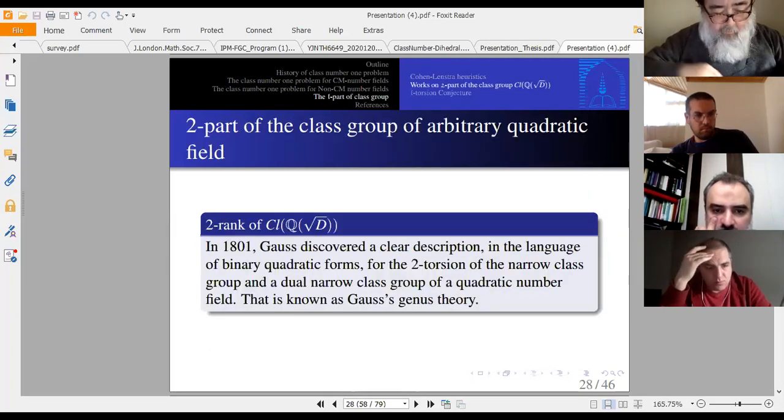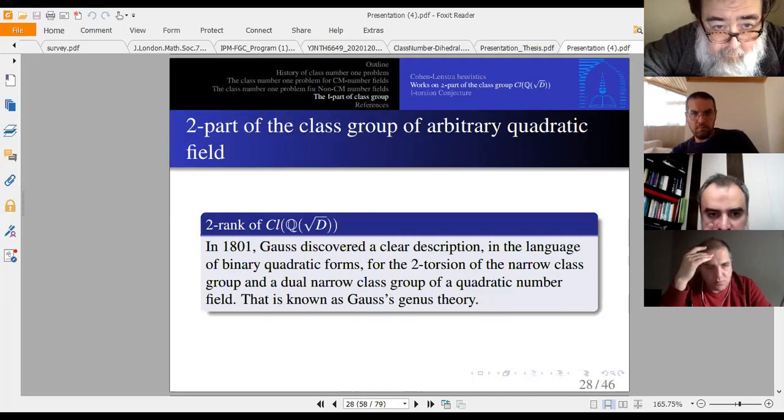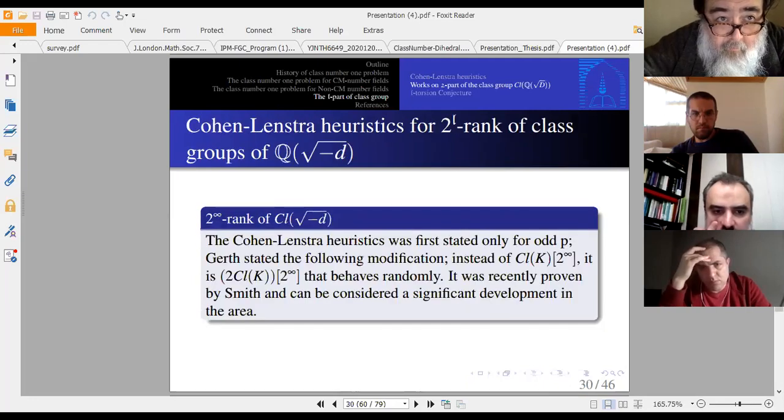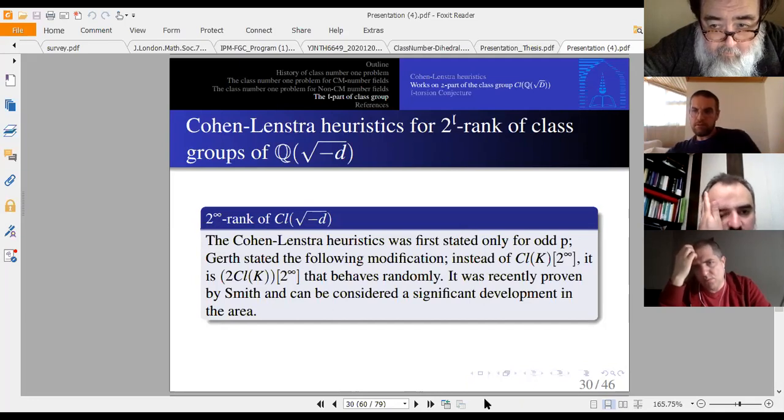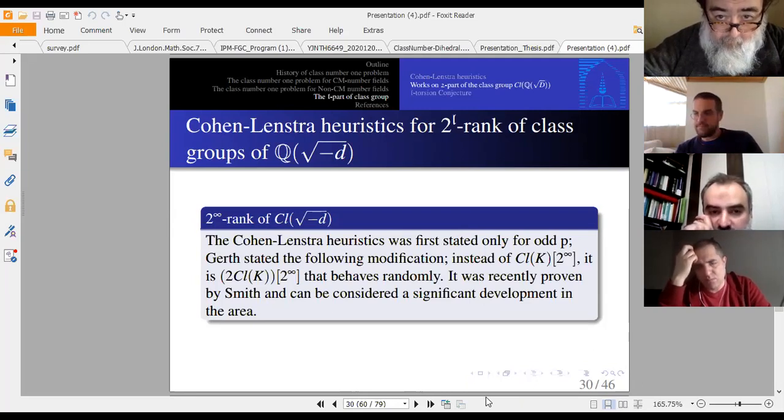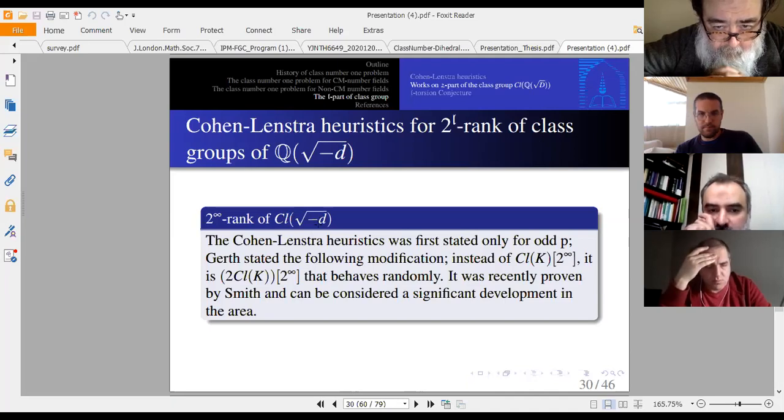I guess I can't talk about the Cohen-Lenstra heuristic here. Okay, so there is recent work by Alex Smith. Traditionally, people who talked about the Cohen-Lenstra heuristic only considered the odd part of the class number, because the 2-part of the class number is really difficult for imaginary quadratic fields. Apart from genus theory, the rest is difficult.